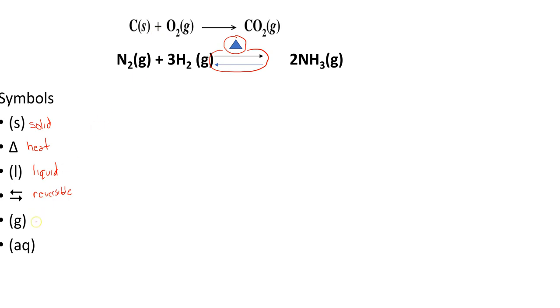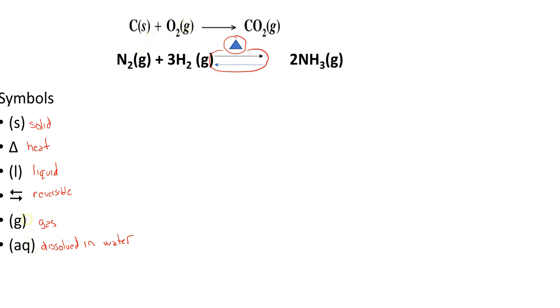G stands for gas. And AQ, which is not in any of these reactions either, basically tells you dissolved in water. So it means whatever chemical it is, it's mixed in water. So it's a solution. You basically have a solid dissolved in water, and that's why you have aqueous. So S, L, and G basically are different states of matter.